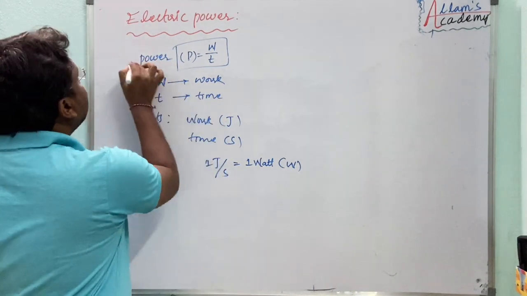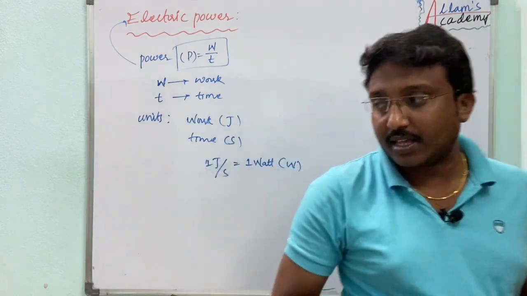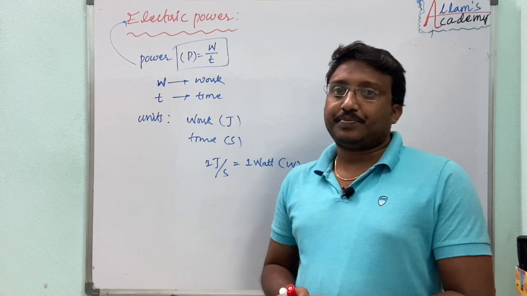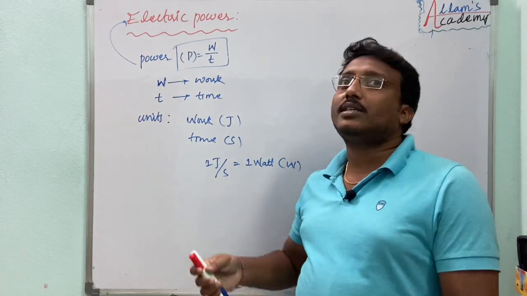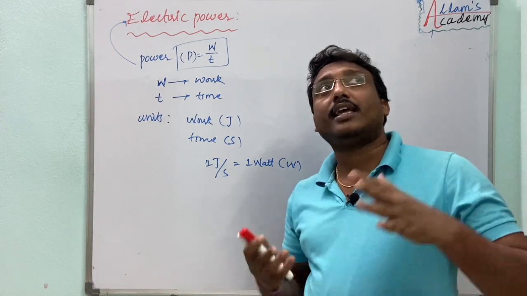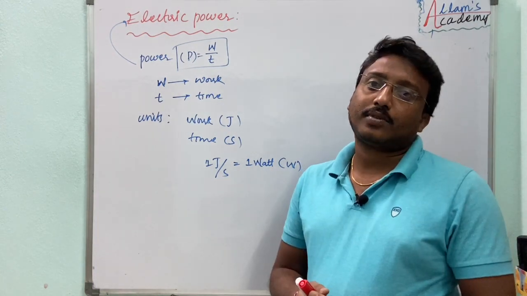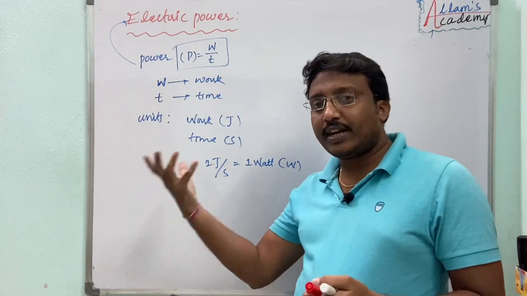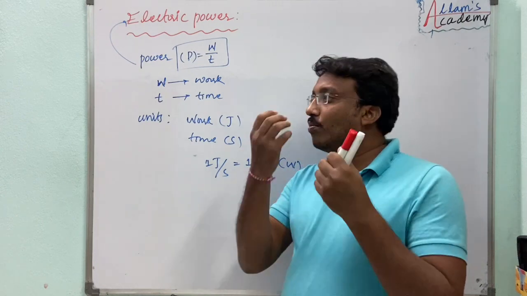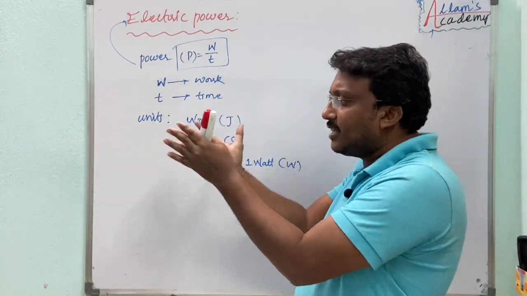Sir, what is electric power? Electric power means the work done by the electrical appliances. In our house, we use electric heaters, refrigerators, ACs and ovens. We are using different kinds of electrical appliances. So how much work do they do?